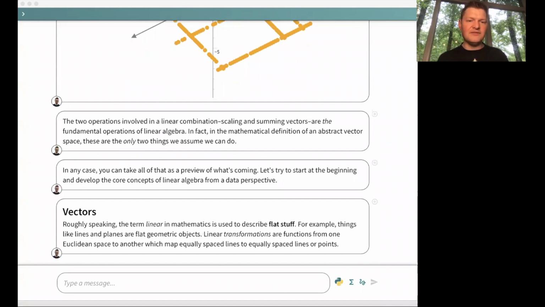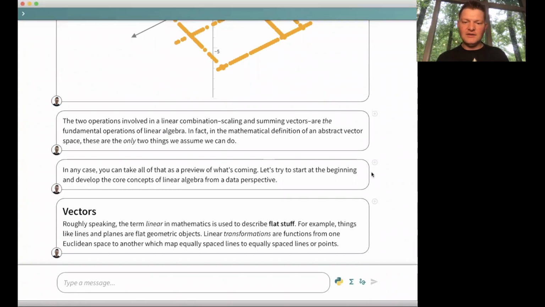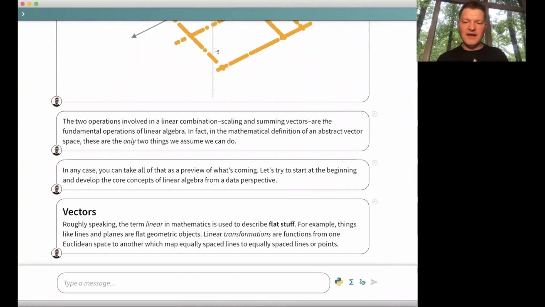Okay, so let's talk about vectors. Roughly speaking, the term linear in mathematics, there are many ways you could describe it. This is one you haven't heard before. I want to say that linear means flat stuff. So for example, lines and planes are flat geometric objects, and they are geometric models for some of the most important ideas in linear algebra, which is vector spaces.